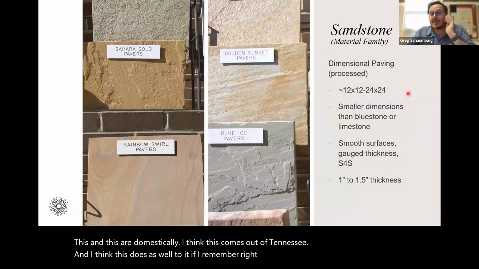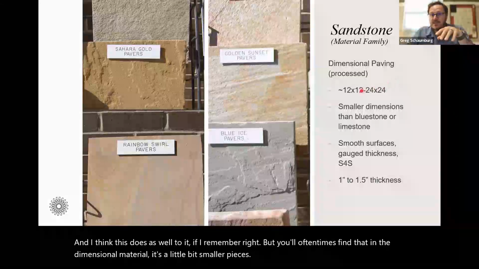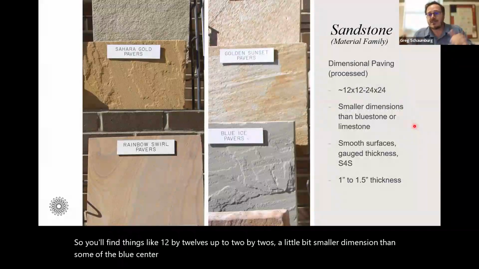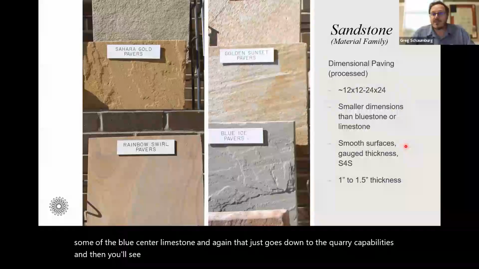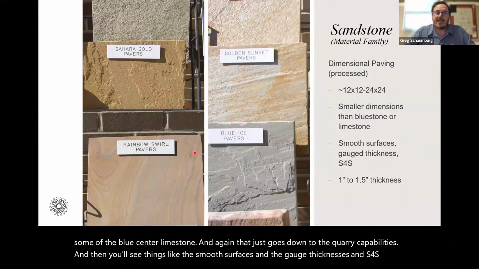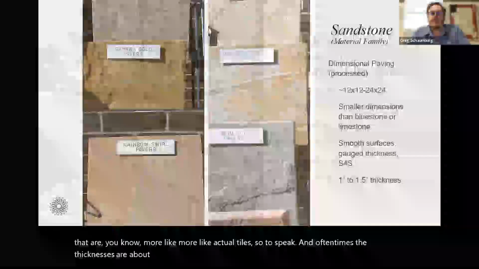But you'll oftentimes find that in the dimensional material, it's a little bit smaller pieces. So you'll find things like 12 by 12s up to 2 by 2s, a little bit smaller dimension than some of the bluestone or limestone. And again, that just goes down to the quarry capabilities. And then you'll see things like the smooth surfaces and the gauge thicknesses and S4S parts that are more like actual tiles, so to speak. And oftentimes the thicknesses are about 1 inch to 1.5 inches.